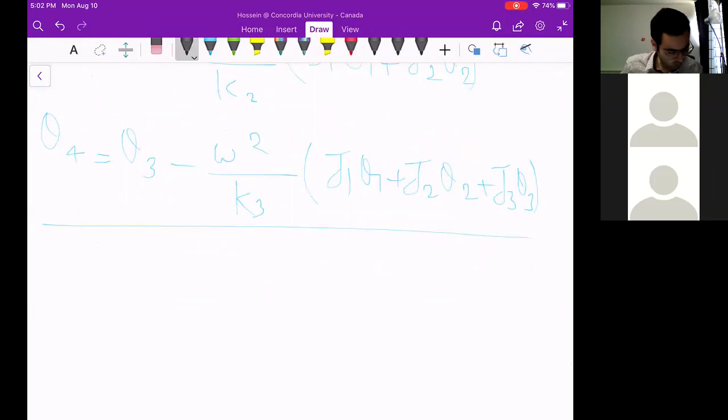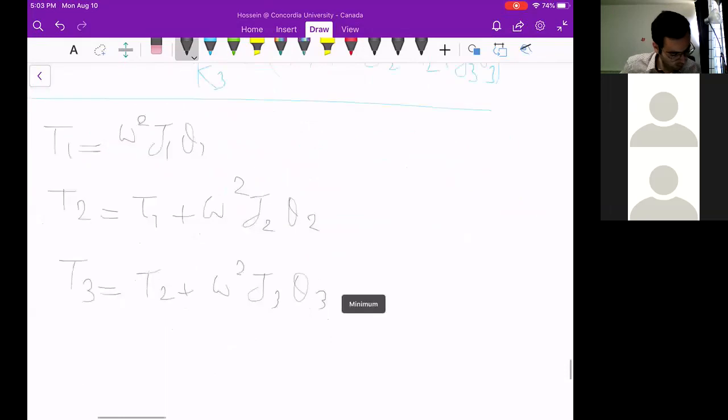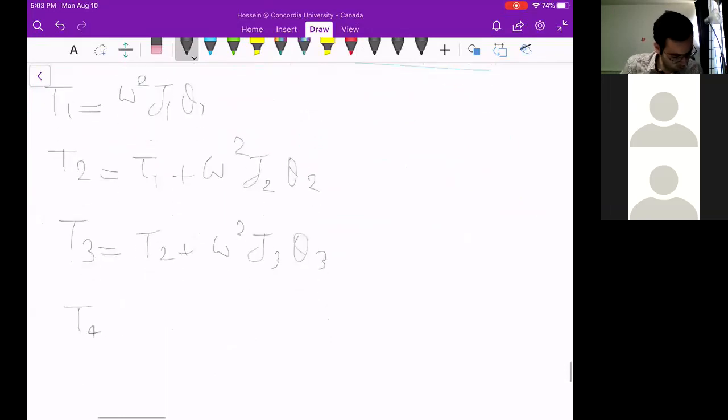So we call torque 1 omega squared J1 theta 1. We call torque 2 T1 plus omega squared J2 theta 2. T3 is T2 plus omega squared J3 theta 3, and the last torque would be T3 plus omega squared J4 theta 4.